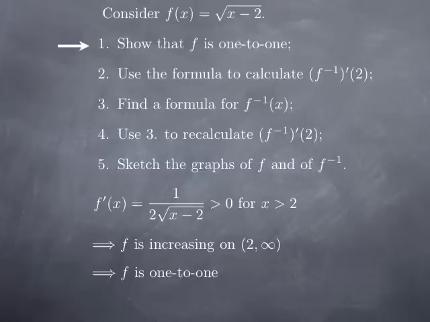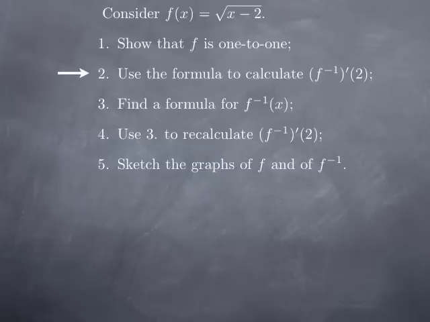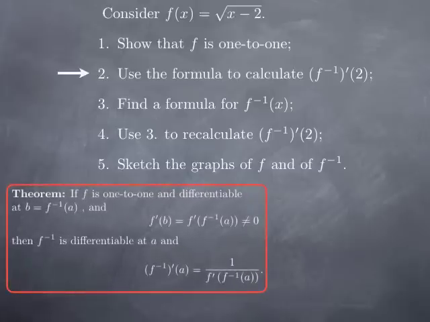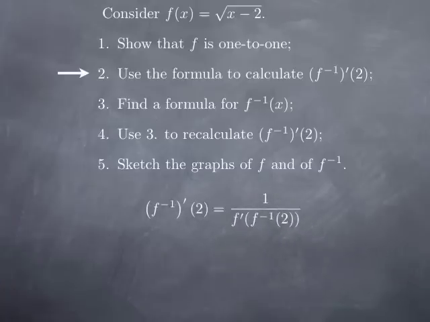So now that we know that it's 1-to-1, we may want to calculate the derivative of the inverse function, for instance at 2. How do we do that? Well, we have a formula that I remind you here. And in our case, a is 2, so the derivative of the inverse function at 2 is just a reciprocal of the derivative of f at f inverse of 2. So what we need is, well, we know what the derivative of f is, and we need f inverse of 2. In other words, we need to know for what x is f of x equal to 2.